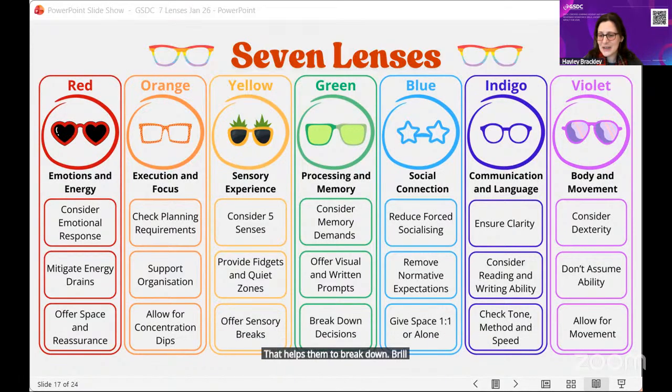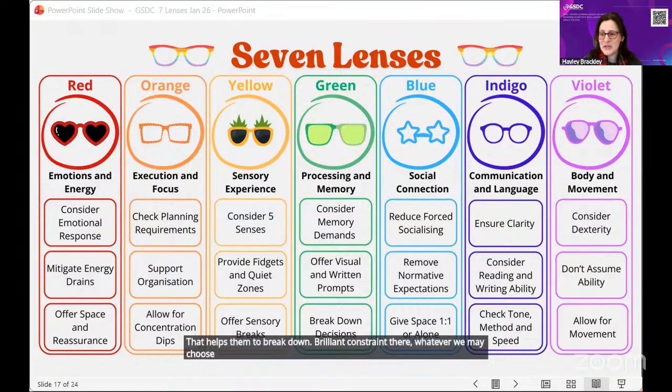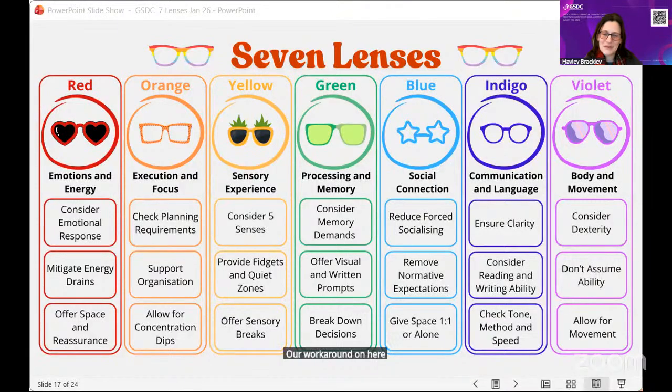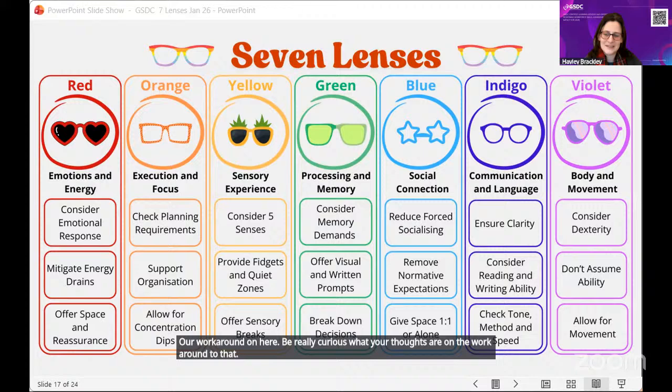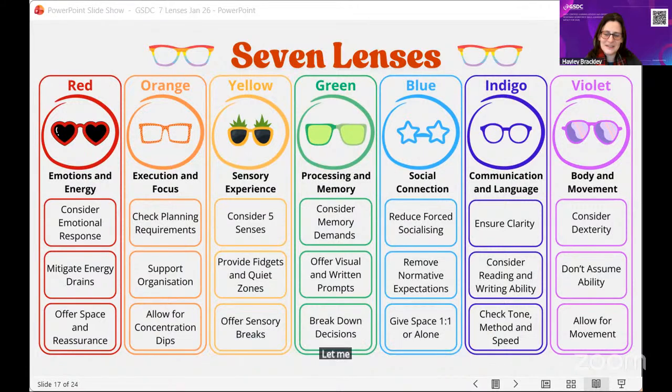Brilliant constraint there. Whatever we may choose, it won't be possible to suit the needs 100% as the audience may vary. And that's an absolute perfect constraint. Our workaround on here, be really curious what your thoughts are on the workaround to that. Let me know. Give you a moment to type.